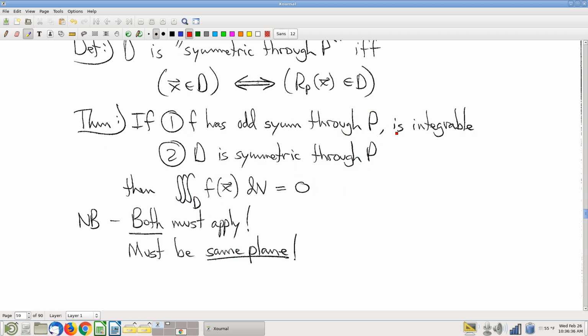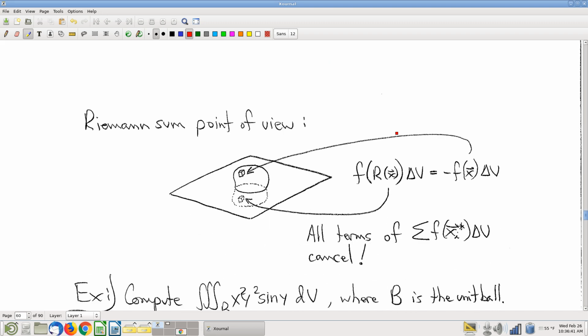Same rules apply if you cite this theorem. We'll get to that in a minute.